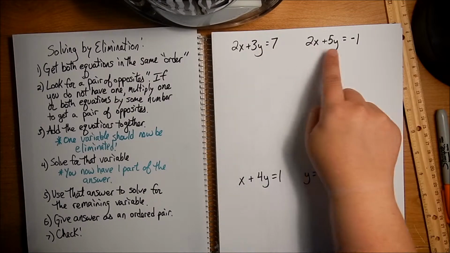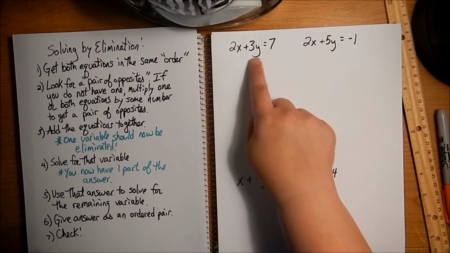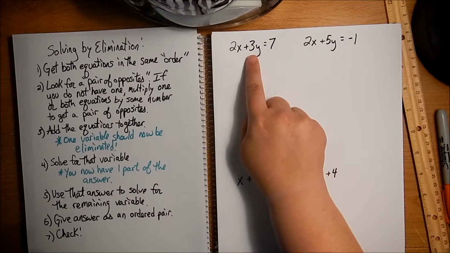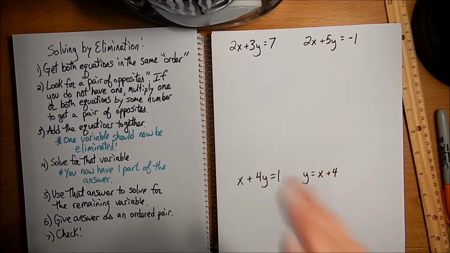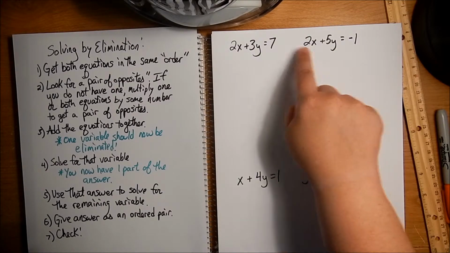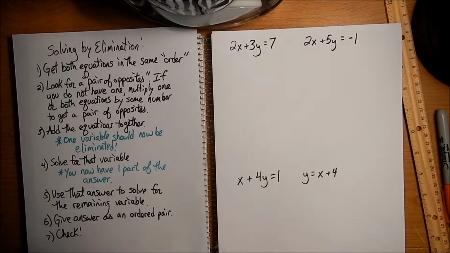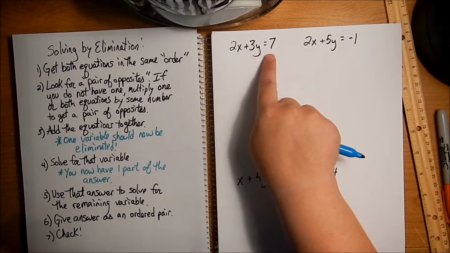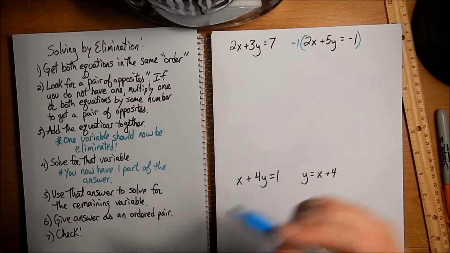I have 3y here and a 5y here. There's not really an easy way for me to multiply to get the y's to be a pair of opposites. The best I could do would get it to be a negative 15. So I'd have to multiply this by a negative 5 and this by a positive 3, but that's so much work. Why do I bother when I just have to multiply this by a negative 1 to get a pair of opposites for my x's? So let's go ahead and do that. And it doesn't matter if I multiply this one by a negative 1 or this one. I just want one of them to be a positive 2x and one to be a negative.